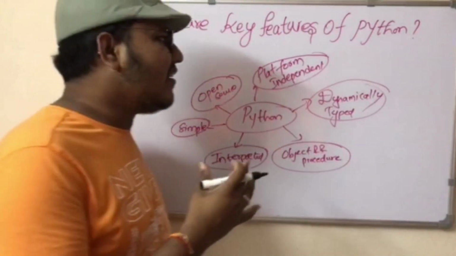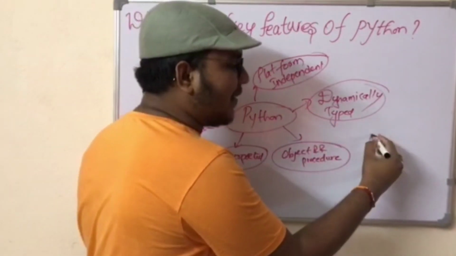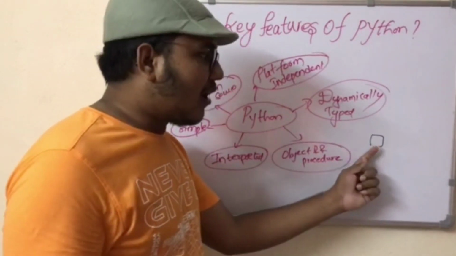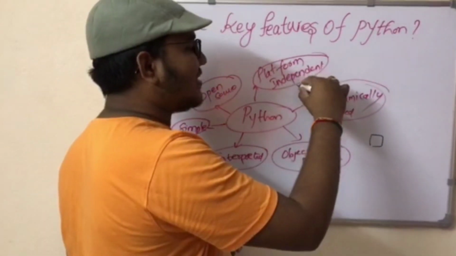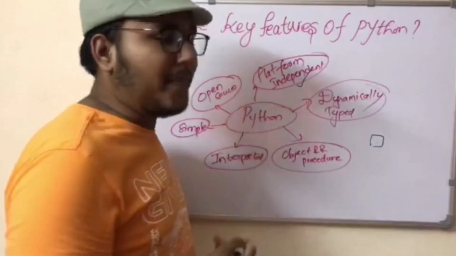What is platform independent? Let's say you write a program on one machine and you want to run the same program on another machine, it is possible. So this is why Python is called a platform independent language.